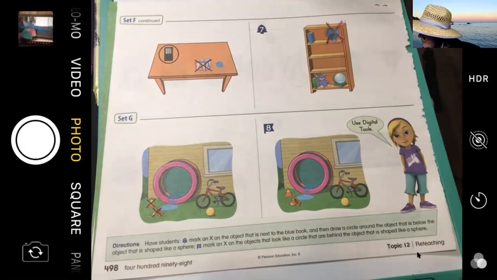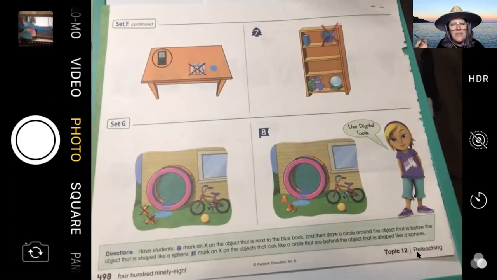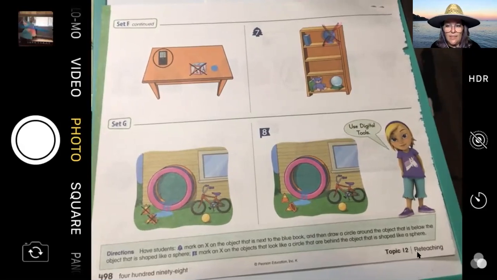Then draw a circle around the object that is below the object that is shaped like a sphere. Oh boy, I might have to reread that again. Sometimes when you listen to directions or when you read directions, you have to reread them to make sure that your brain knows what it's asking. So it says, draw a circle around the object that is below the object that is shaped like a sphere.